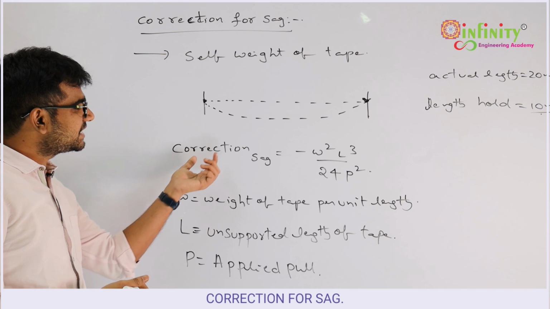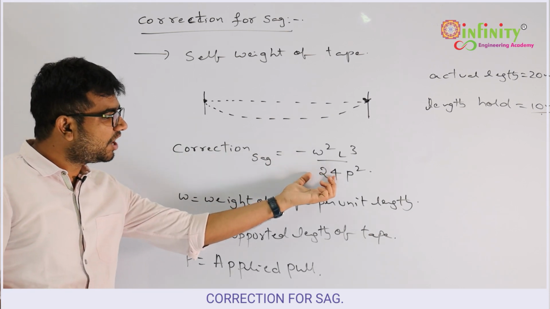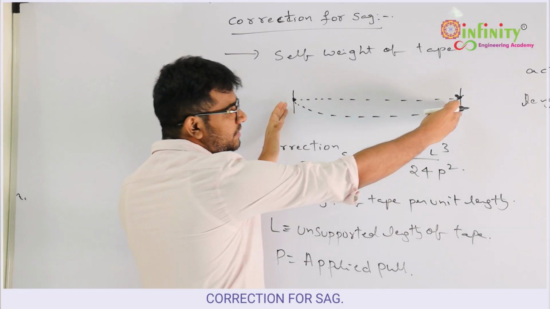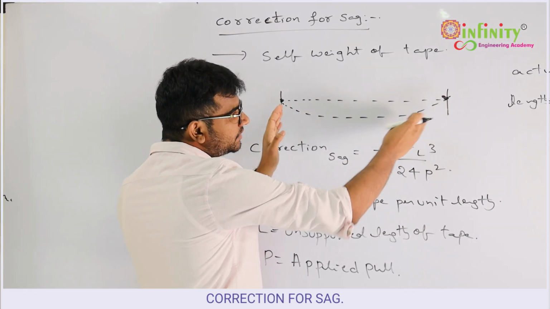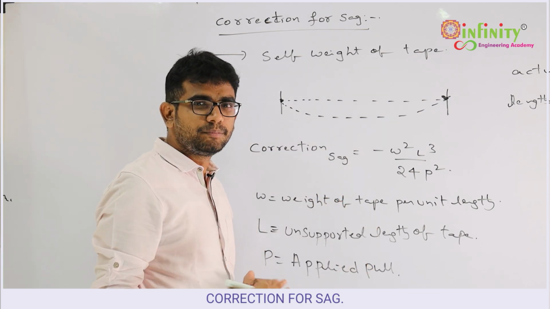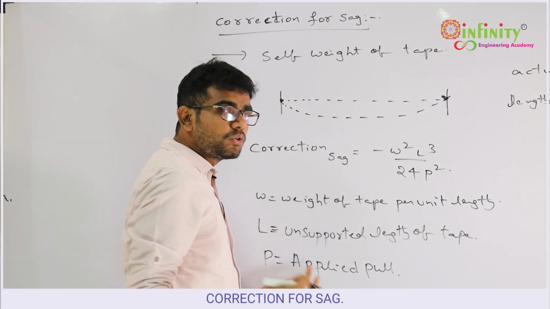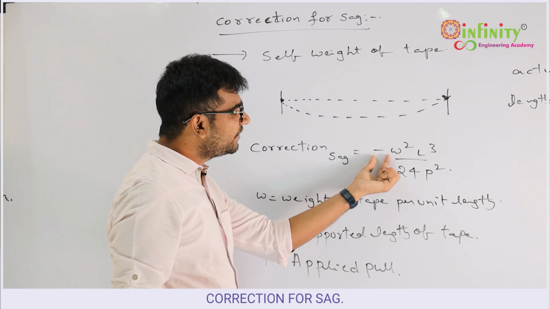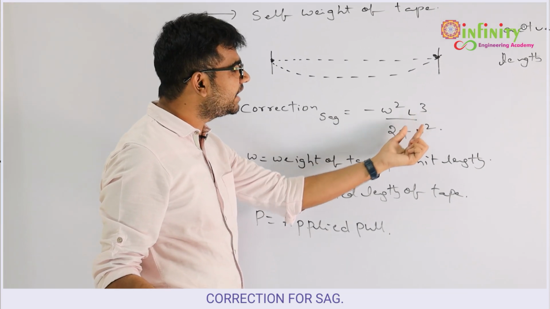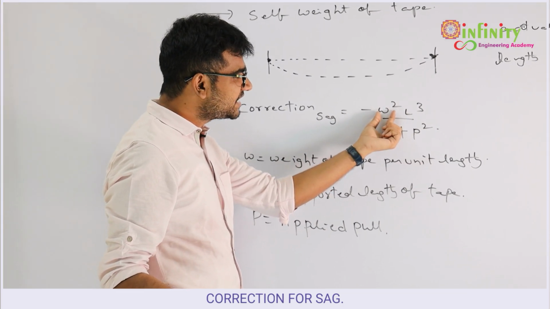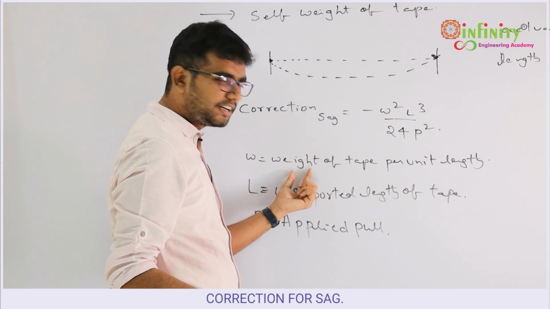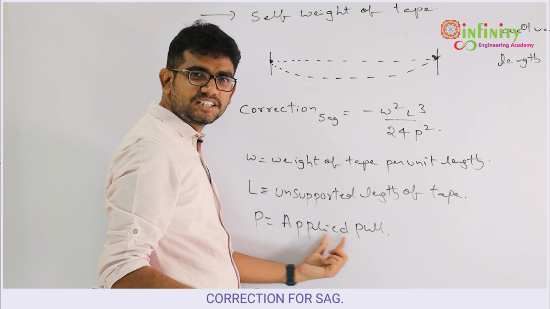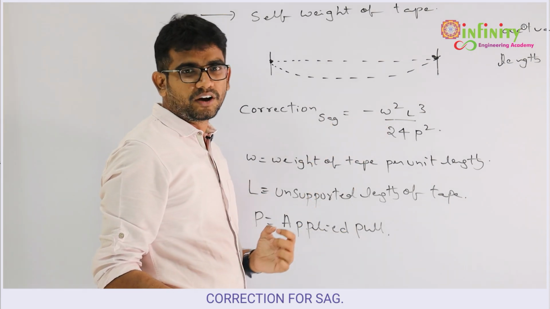Now the correction for sag will always be negative. Correction for sag is always negative, because whenever the tape is subjected to sag, the tape is in a too short condition. Whenever it is in a too short condition, the correction is always negative. That's why in the formula we got minus W square L cube by 24 P square. W represents the weight of the tape per unit length, L represents the unsupported length of the tape, and P represents the applied pull. So this is the formula we have.